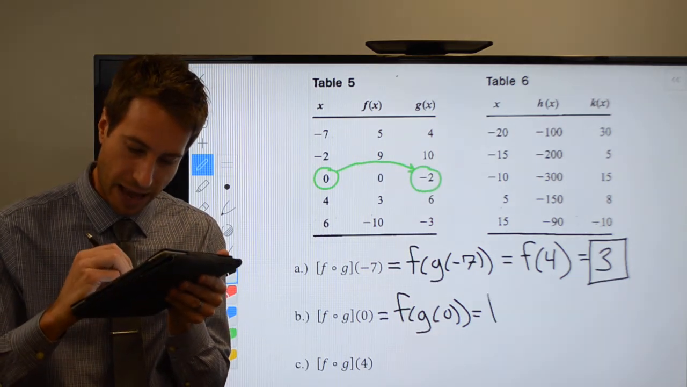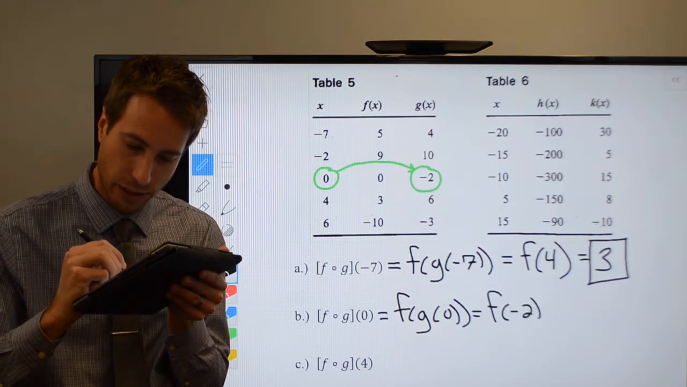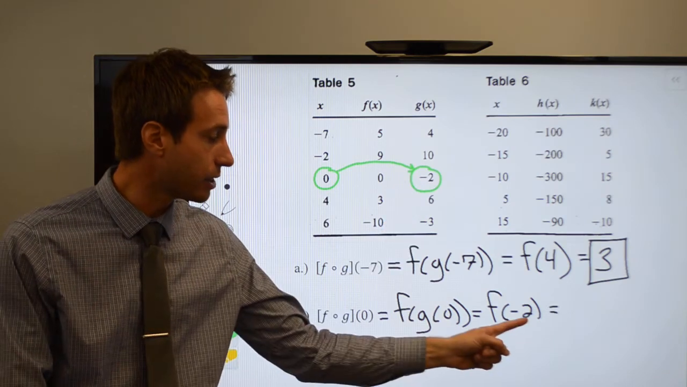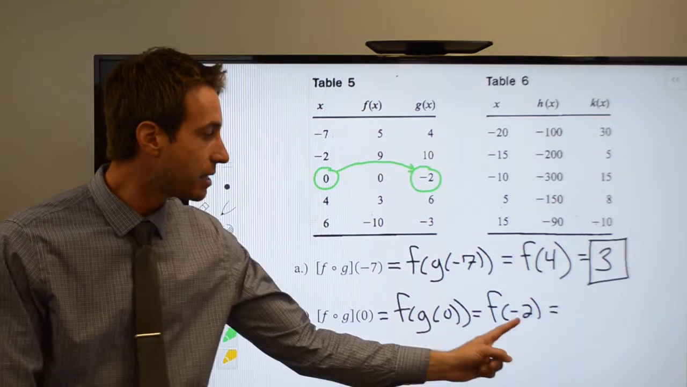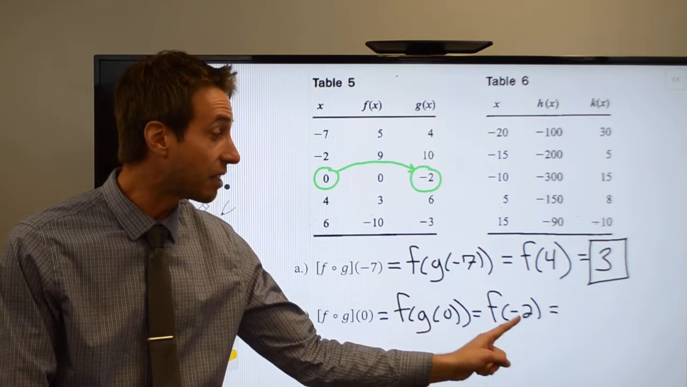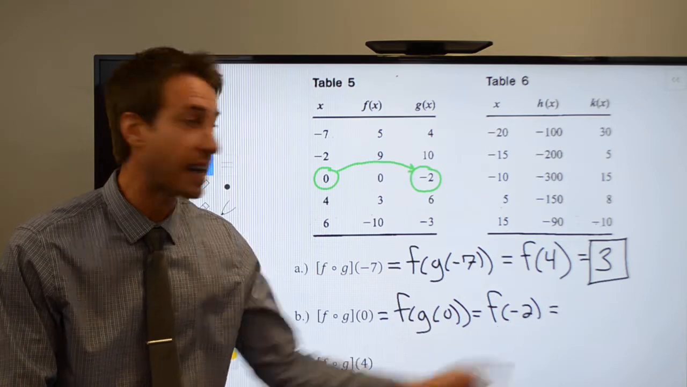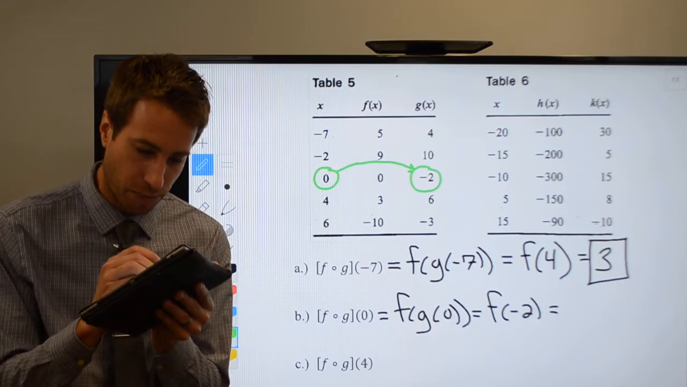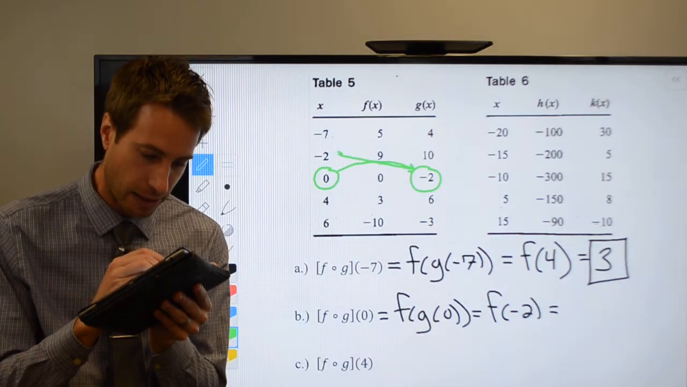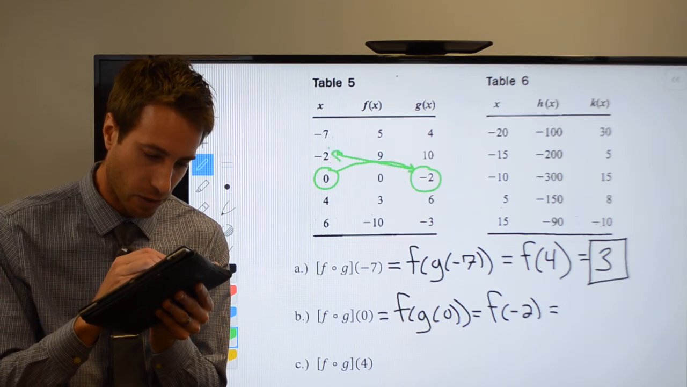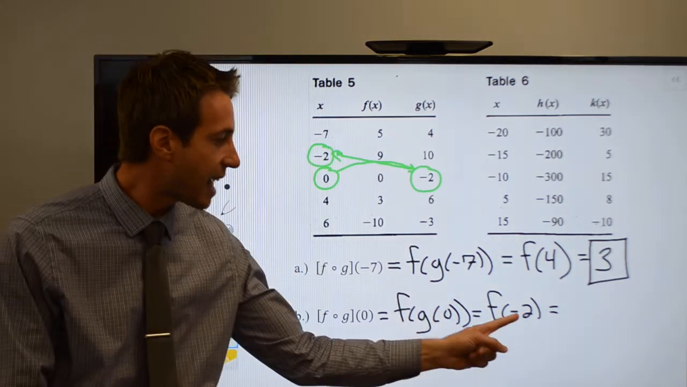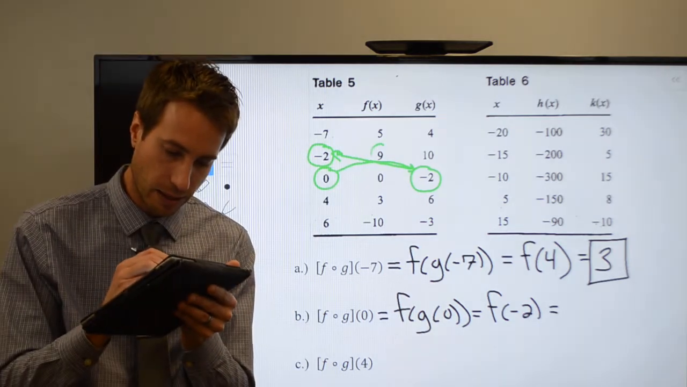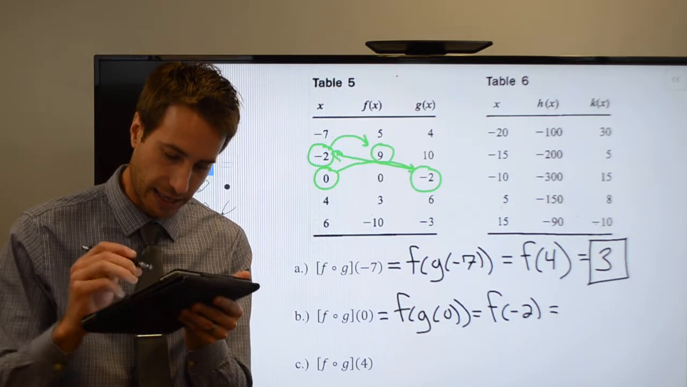So now I have f of negative 2. Now I'm going to plug negative 2 into the function f. This is my new domain value, so I need to find that value of x. There it is right there. So we just bring this back. There's my new domain value right there, and I take negative 2 and plug it into f, which gives me a 9.